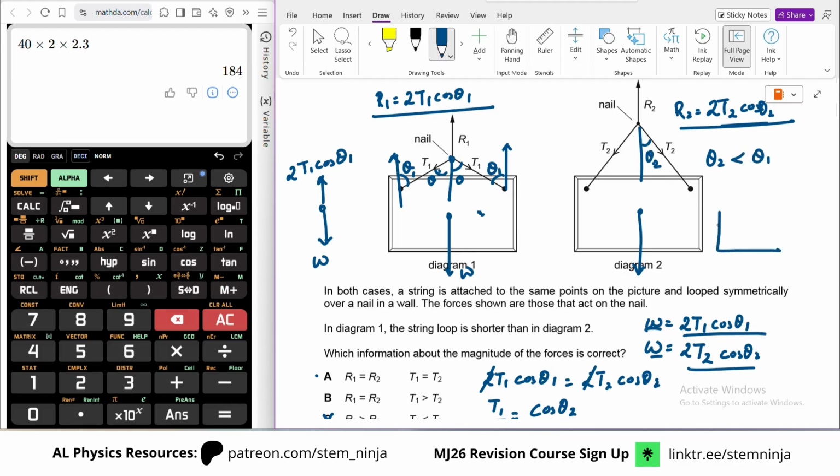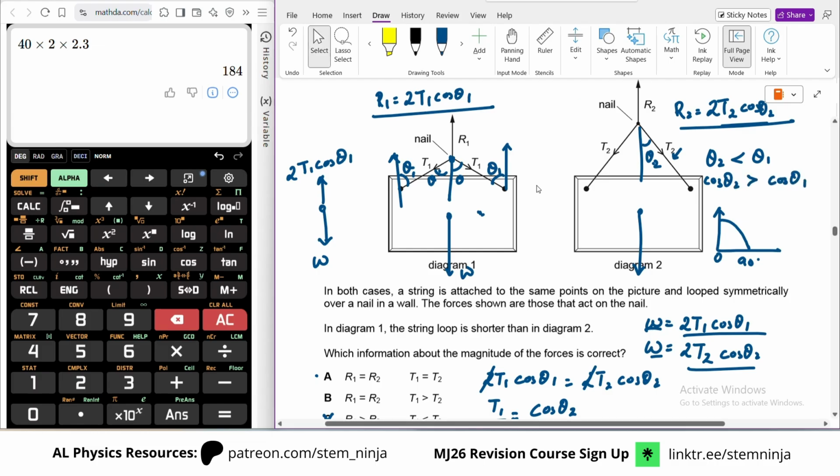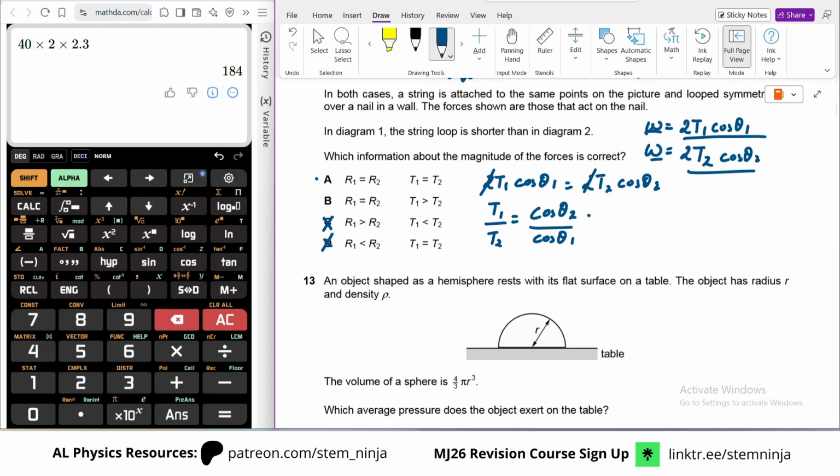Now we know the cos graph goes like this, from 0 to 90 degrees. So the cosine of the smaller angle will be higher. So cos theta 2 is greater than cos theta 1. So this ratio is greater than 1, so T1 itself is greater than T2. So B would be the right answer.